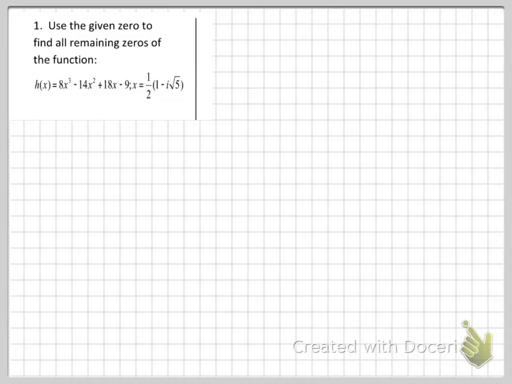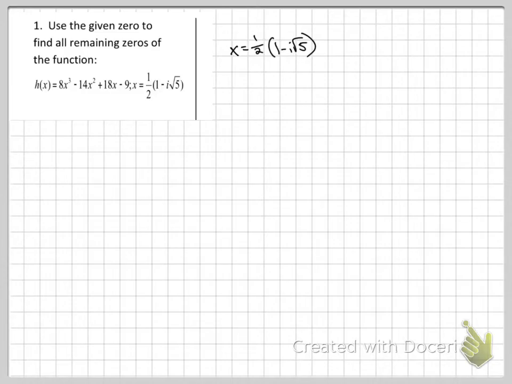So I am given x equals 1/2 times 1 minus i root 5. So this one's got imaginary and square root. Either way, if it was just imaginary or if it was just a square root, we have to remember that it has a conjugate. But let's work on moving everything over to the other side, right?